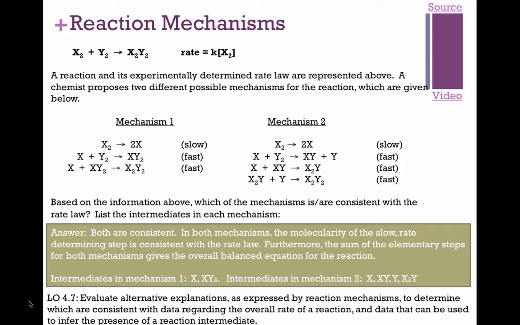Now you could go through and try to analyze it even more and figure out which one might be best, but that's not asking you which one is best, it's just saying which are consistent. And so both are consistent because the slow step is your rate determining step, and that's what you use to write your rate law.